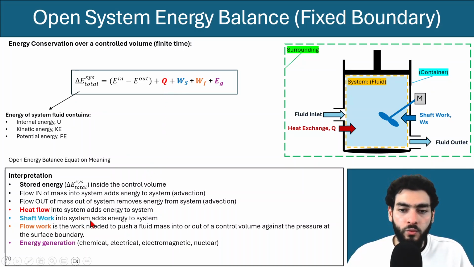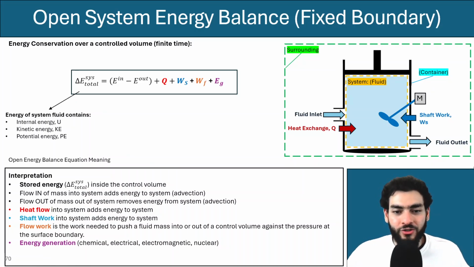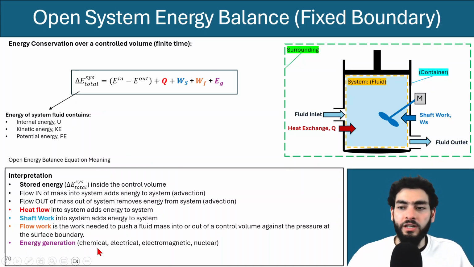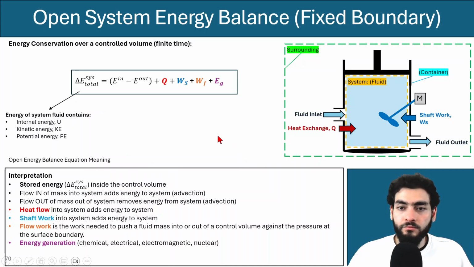Also, shaft work would add energy into the system. And flow work, as I said, that's the work needed to push a fluid mass into or out of the control volume against the pressure at the surface boundary. And energy generation over here can be a chemical reaction that generates energy into the system, or if you have any electrical energy generation, electromagnetic or nuclear energy generation, it would be captured over here by this energy generation term.